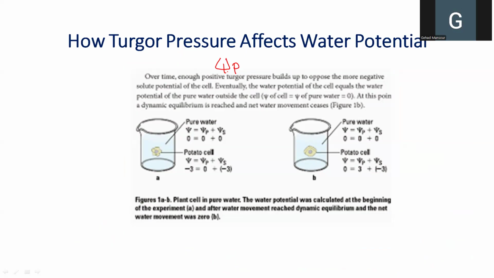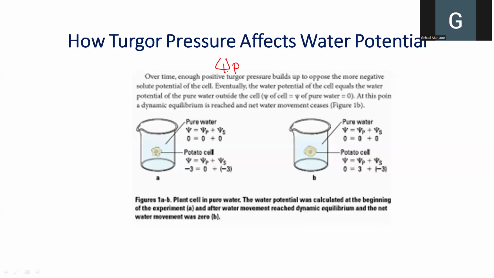It builds up to oppose the more negative solute potential of the cell. This we have explicitly explained on the previous slide. And eventually, the water potential of the cell becomes 0. I'm reading what's the text on the slide above the drawing: it will equal the water potential of the pure water. Both of them will be 0. At this time, water flow will stop.